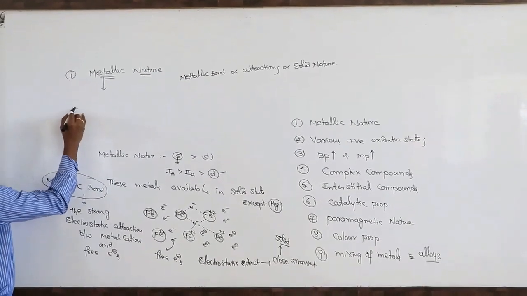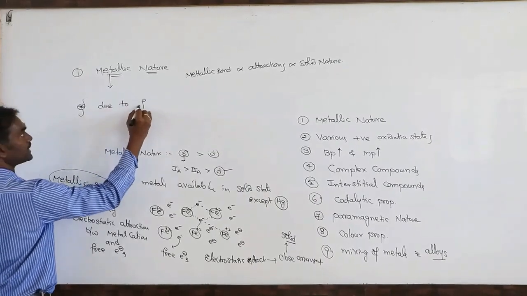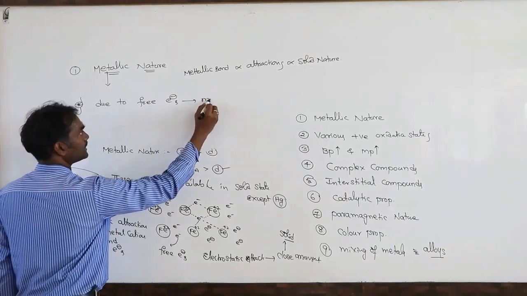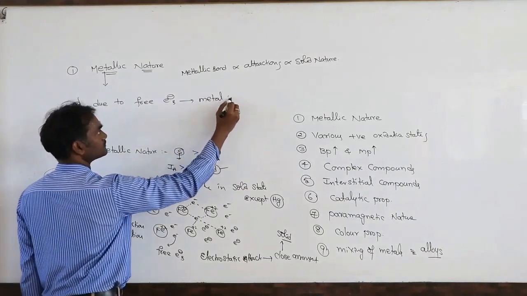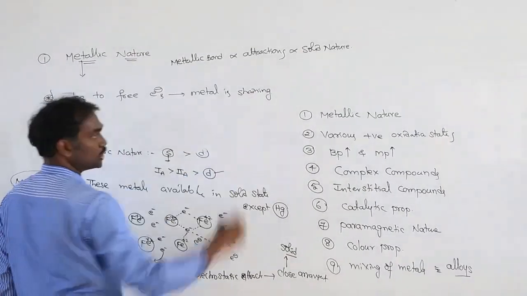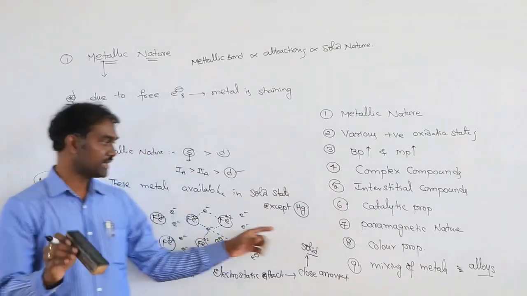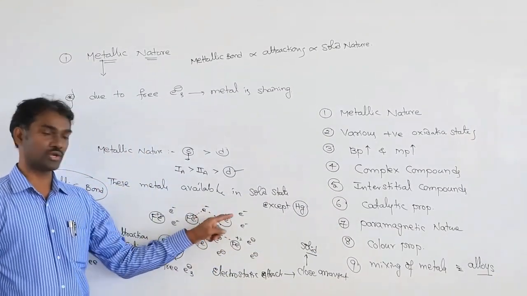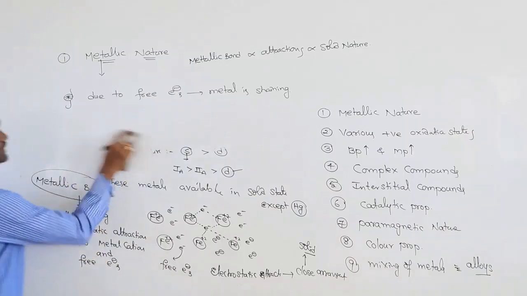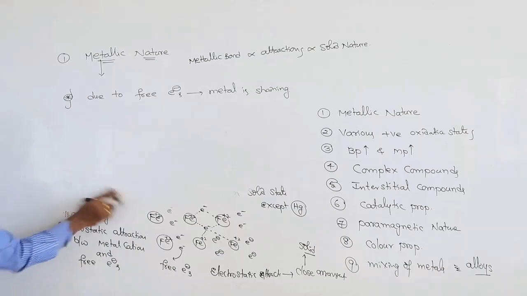So another important point here, due to free electrons, metal is shiny. So whatever we are going to discuss, every concept is linked with these free electrons, for the majority. So everything we will discuss. So this is about the metallic nature.